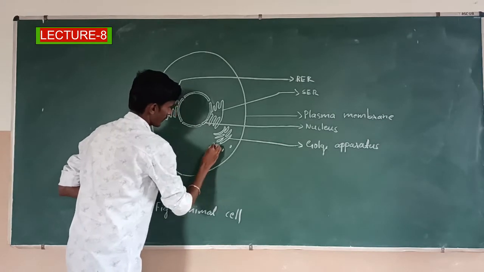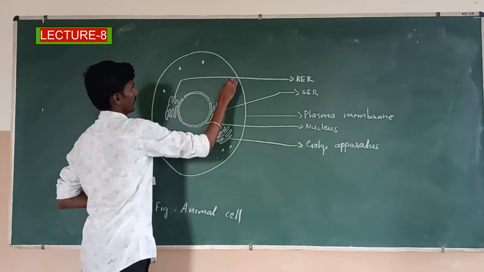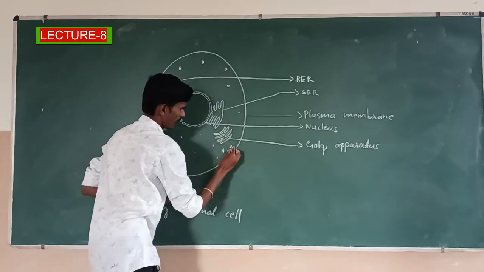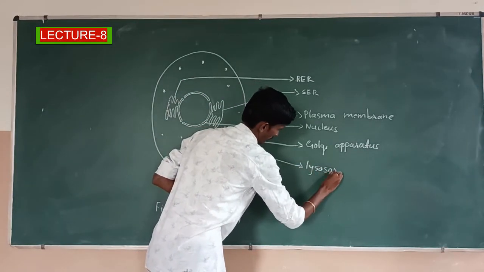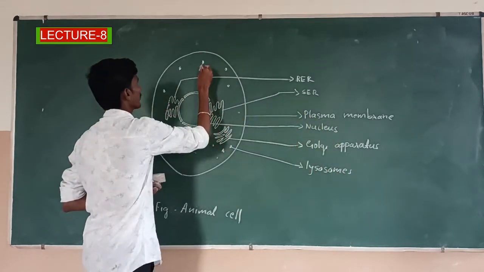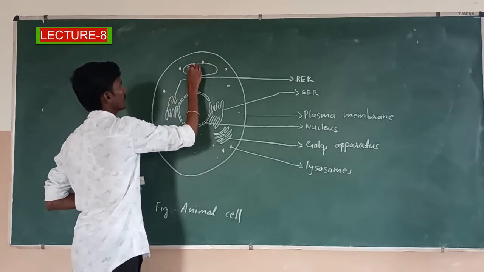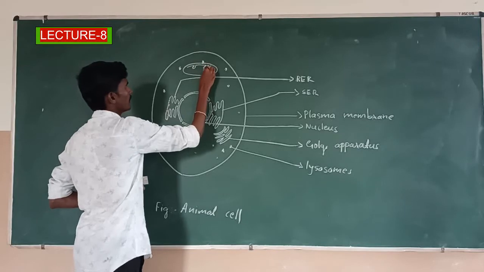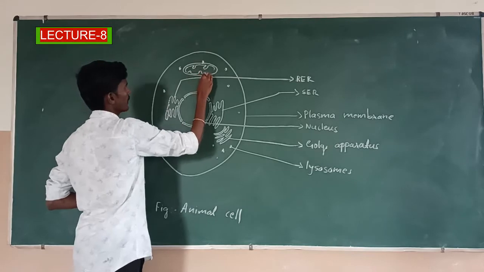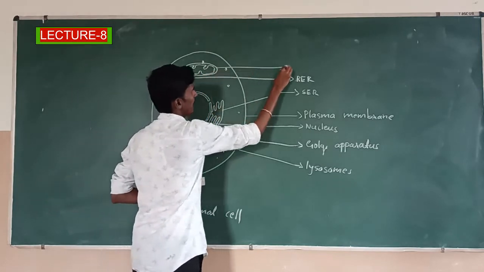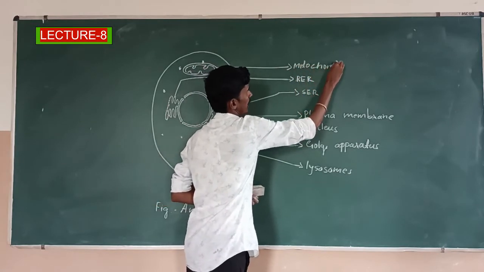Here, a dot-like structure, a vesicle-like structure. This is called as lysosomes. And this cell has another two-layered cell organelle. This is called as mitochondria.